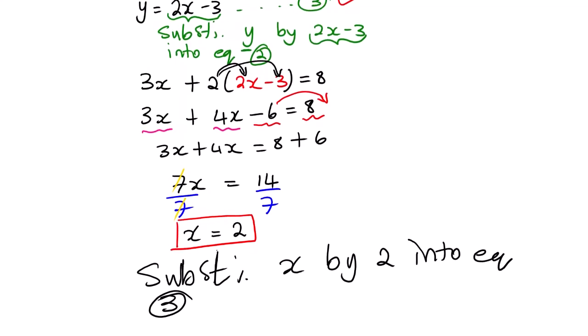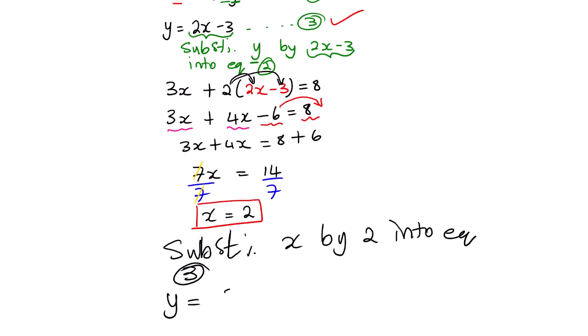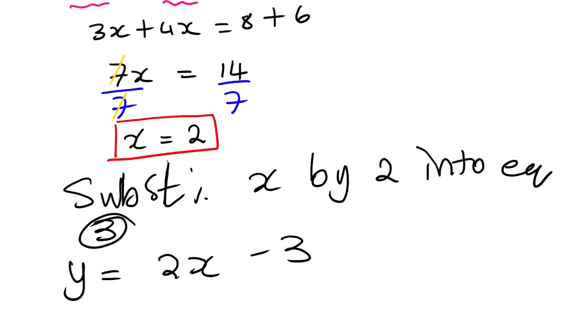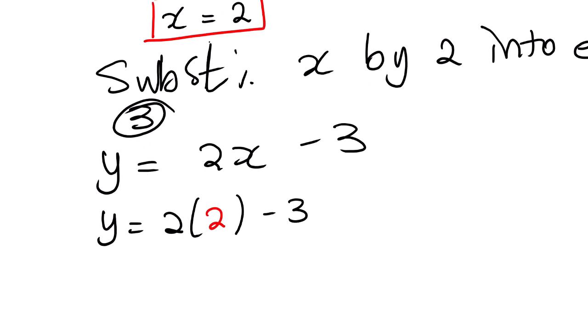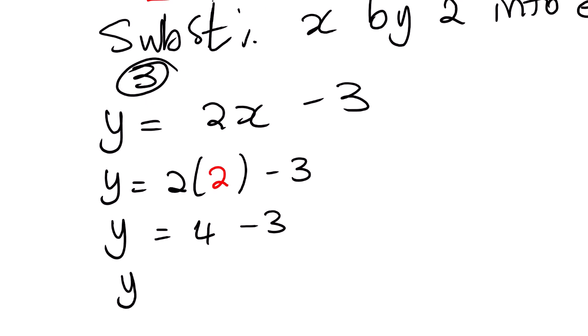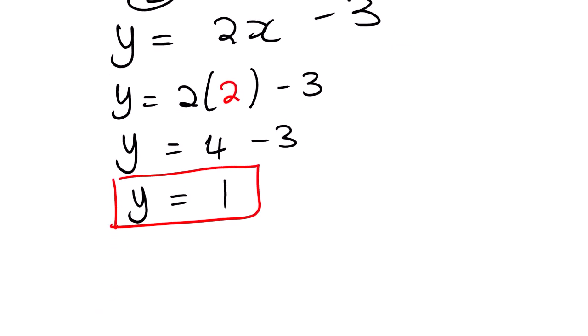So our equation 3 is y is equals to 2x minus 3. So where we see x, we substitute by 2. y is equals to 2, and then this is our x, we are going to put 2 minus 3. 2 multiplied by 2, we have 4 minus 3, and then y is equals to 4 minus 3, it's 1. So our solutions, we can conclude that y is equals to 1, x is equals to 2.